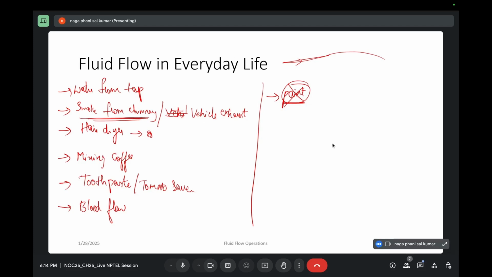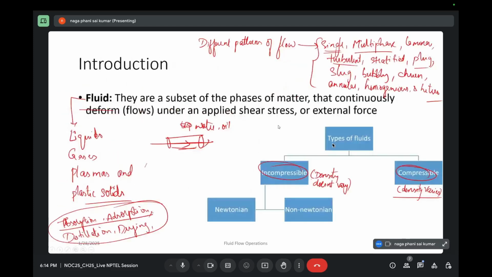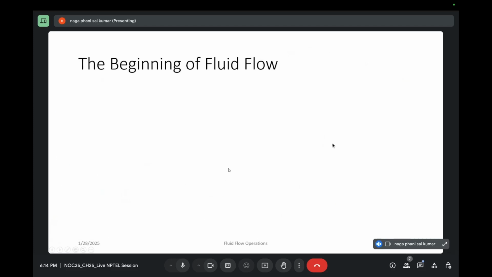So as I've told you previously, in absorption, distillation, drying, these are all unit operations, and we also have unit processes as well. So in all these cases, we'll come across fluid flow. So that is why it is important to learn about fluid flow operations.